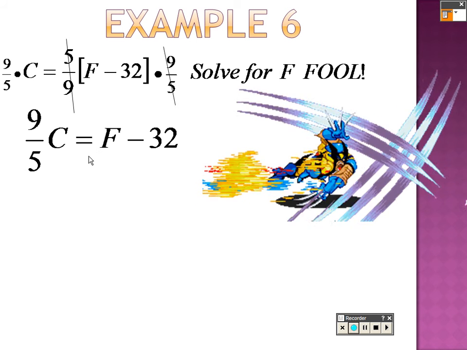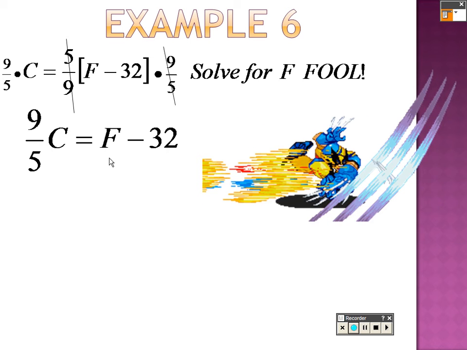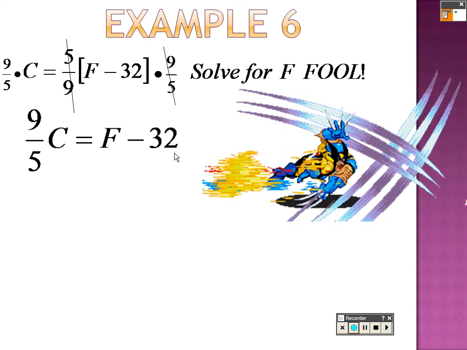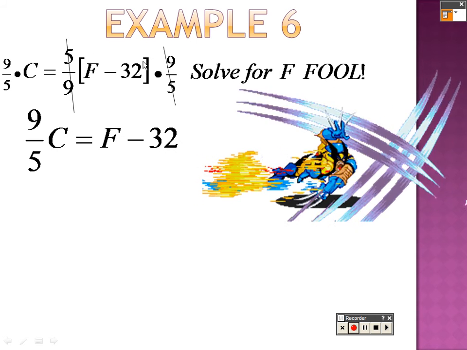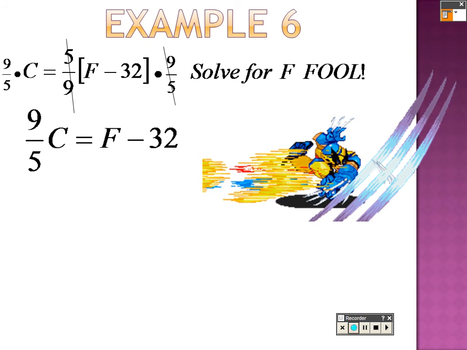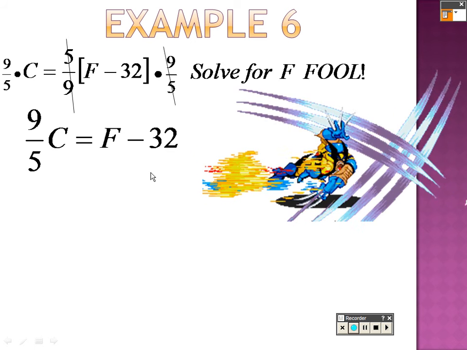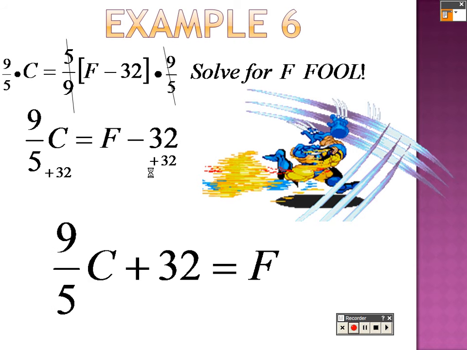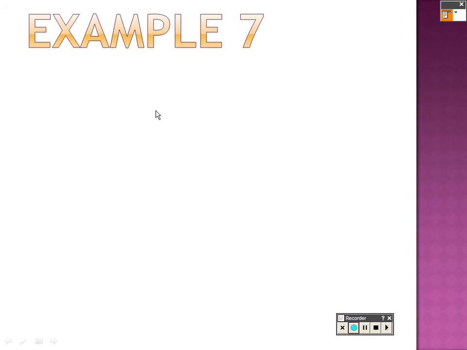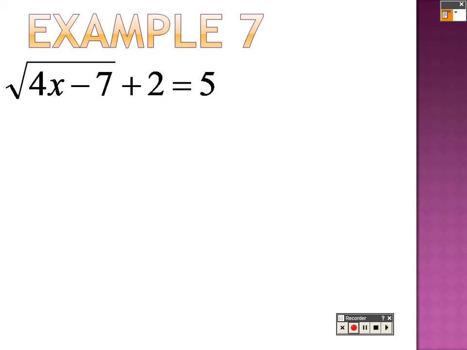I have 9/5c on the other side, but now I have something nice and neat. This is much easier to solve for f than if I took that through and had a fraction and had to continue to multiply. So now to get f by itself, all I'm going to have to do is add 32 to both sides. The 32's cancel out, and there's your answer already done. So the hardest part of this problem, very simply, was that right there, is getting rid of the fraction right off the bat.